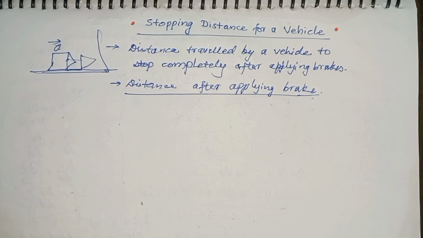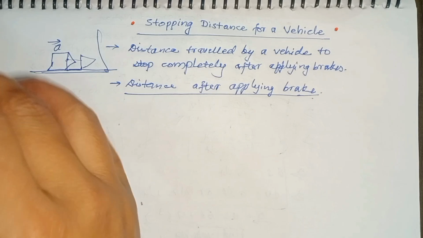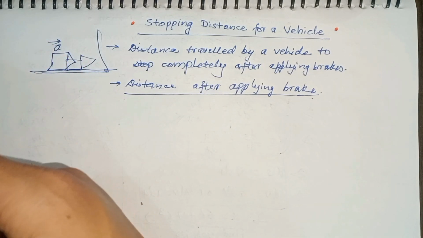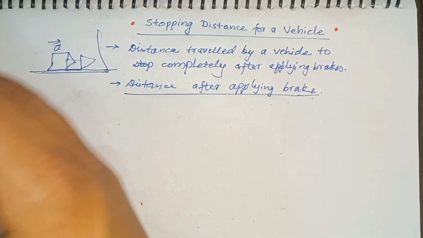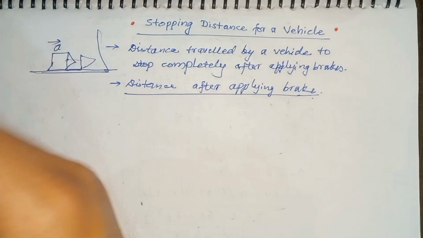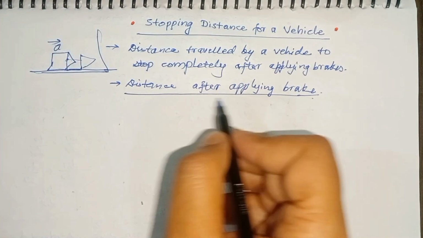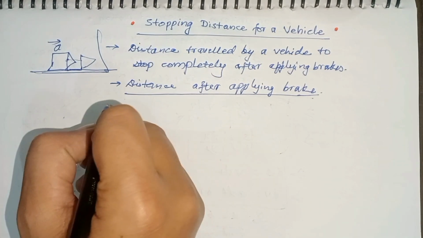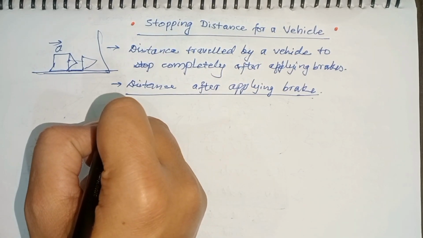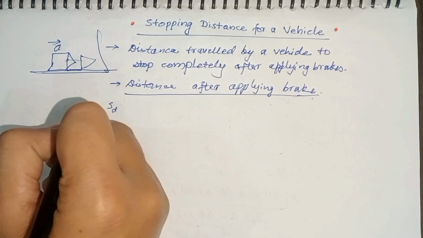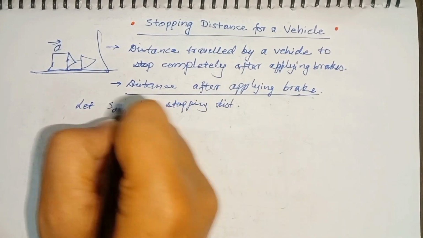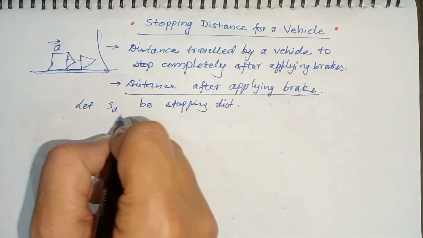This is one important factor of road safety, because if vehicles stop after a much longer distance, there may be collisions or accidents. Now let us calculate the stopping distance. Let SD be the stopping distance. We assume let SD be the stopping distance.